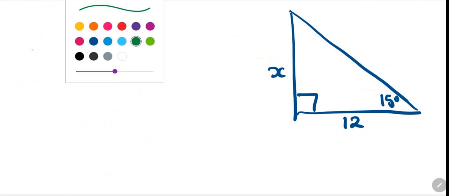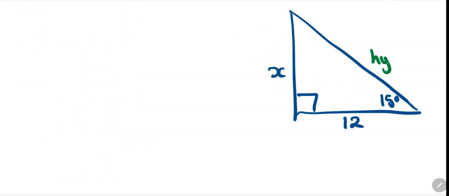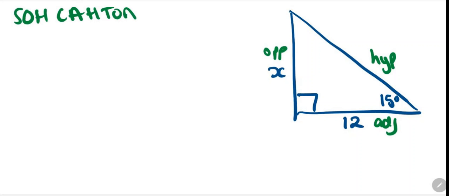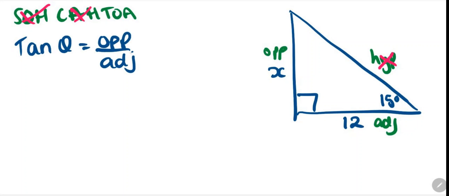Okay, let's look at the next question. I'm going to label my triangle, the hypotenuse. This is the adjacent, and this is the opposite. Okay, so I'm going to write SOHCAHTOA. Let's see what I don't need. I don't need the hypotenuse, so anything with an H in, I don't need. So I'm going to use the tangent formula. So I've got tan of theta is opposite over adjacent. Substituting my values, tan 15 is x divided by 12.